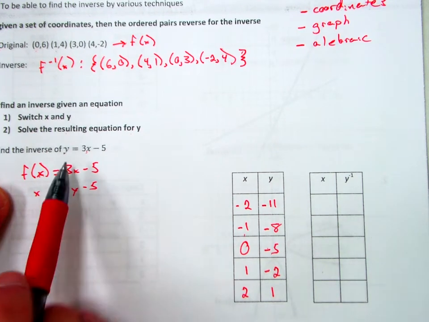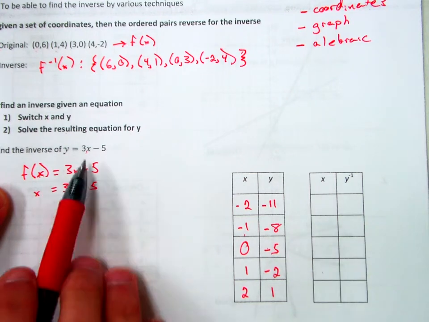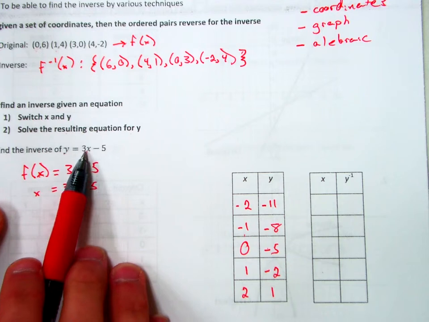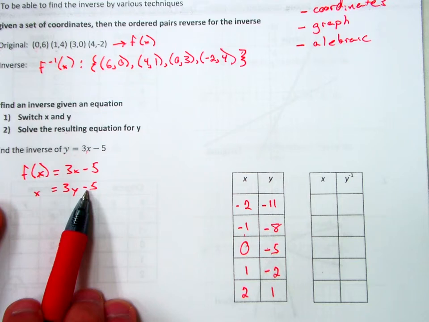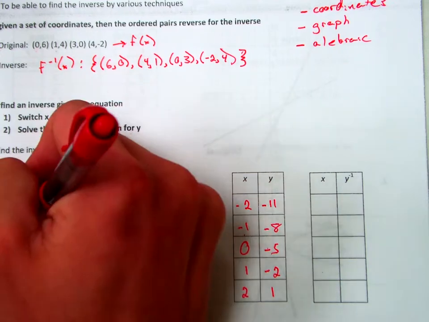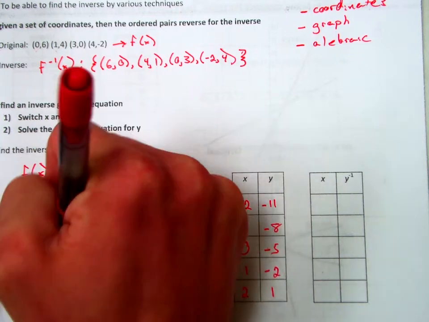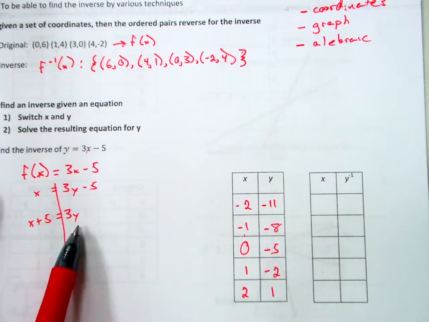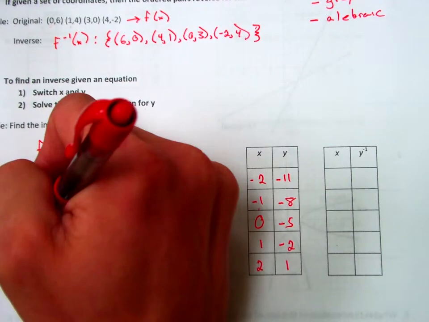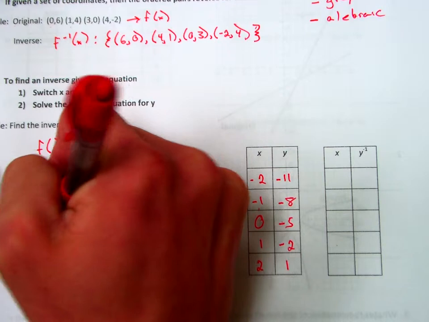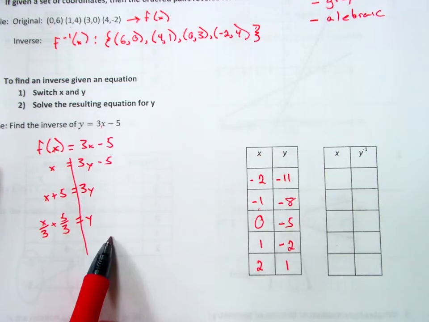So what we have done now is created a table of values using the original function. Now let's see if we can find the inverse. So again, we switched the x and the y, which is what we did right here, and we're going to solve for that y. I'm going to add 5 to this side. So I've got x plus 5 equals 3y. Now I'm going to divide by 3. So I'm going to have x divided by 3 plus 5 divided by 3 equals y.